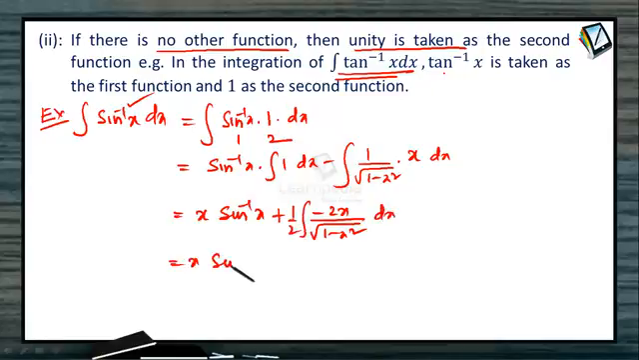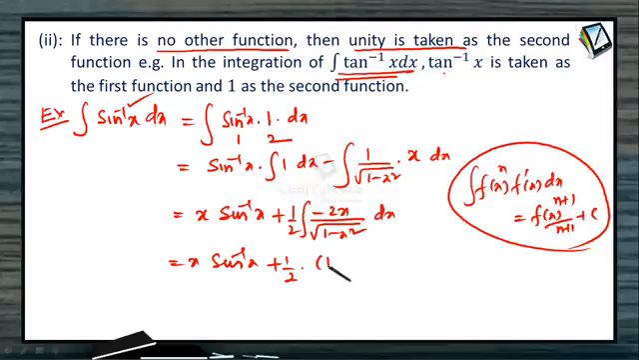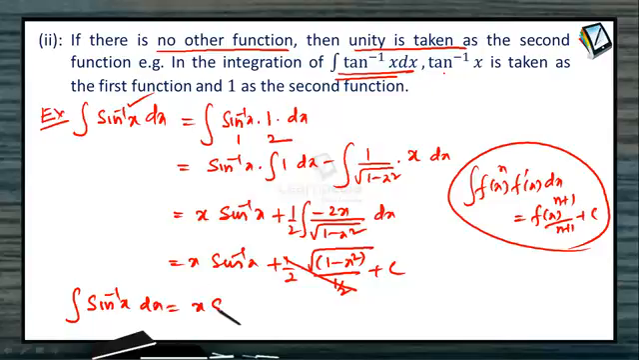Therefore, to make it in standard form, it is plus 1 by 2 into, which is in the form of integral of f of x power n into f dash of x dx becomes f of x power n plus 1 by n plus 1 plus c. So using this one, it will become 1 minus x square whole power 1 by 2 divided by 1 by 2 plus c. This gets away. So finally, integral of sine inverse of x dx is equal to x times of sine inverse of x plus root 1 minus x square plus c.